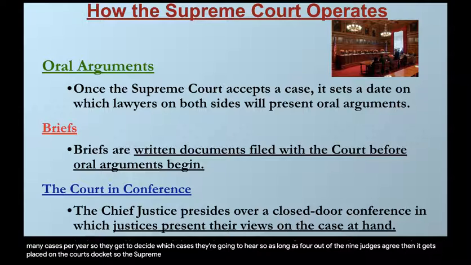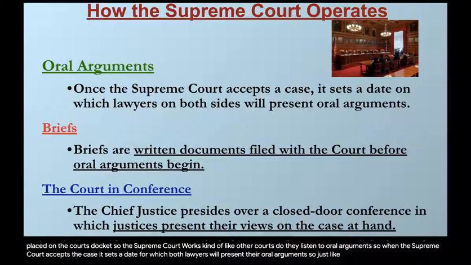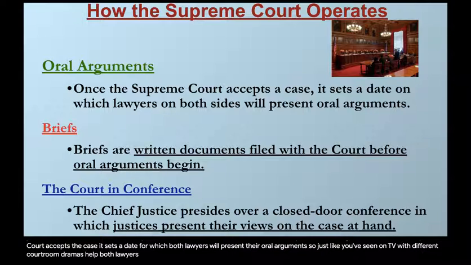So the Supreme Court works kind of like other courts do. They listen to oral arguments. When the Supreme Court accepts a case, it sets a date for which both lawyers will present their oral arguments. Just like you've seen on TV with different courtroom dramas, both lawyers present why they think they are right. They have to have briefs, which are written documents that are filed with the court before their oral arguments begin.